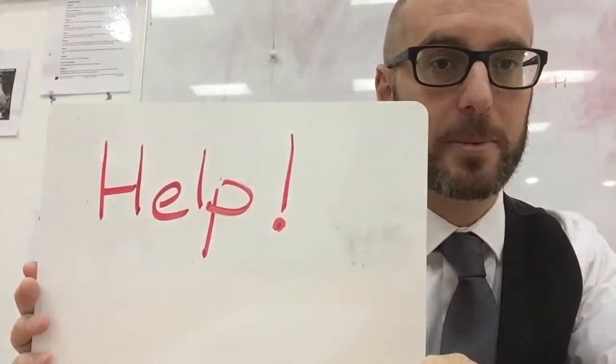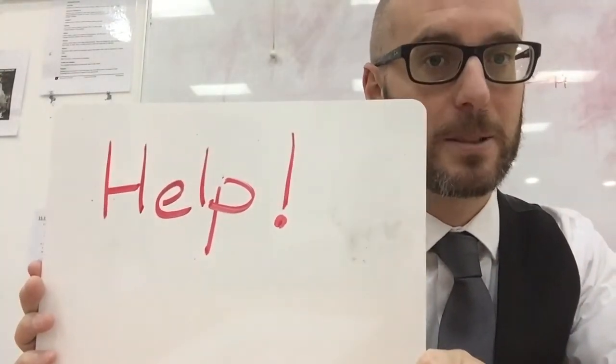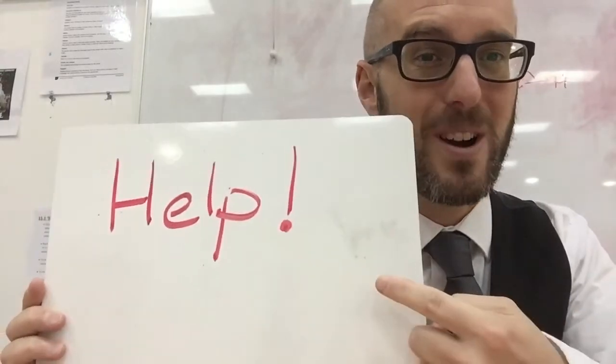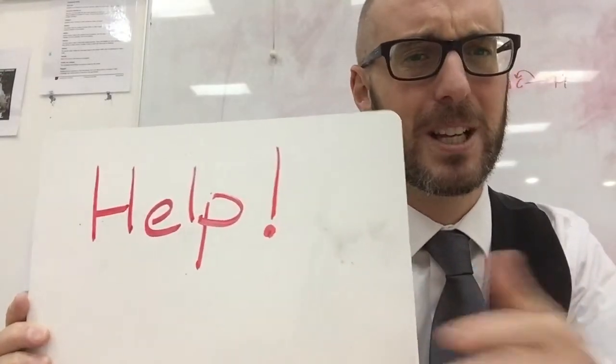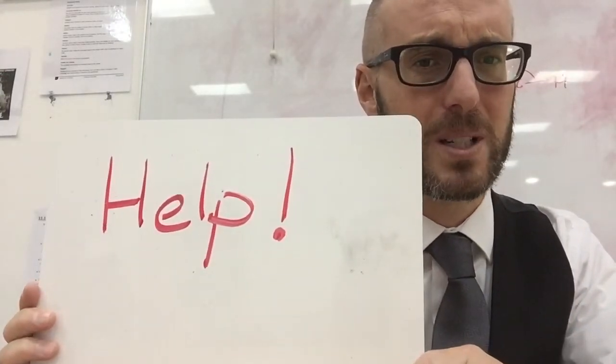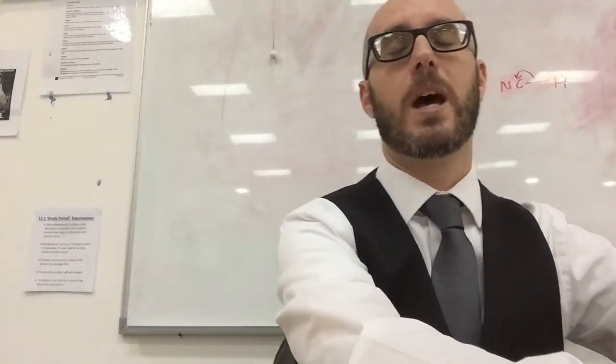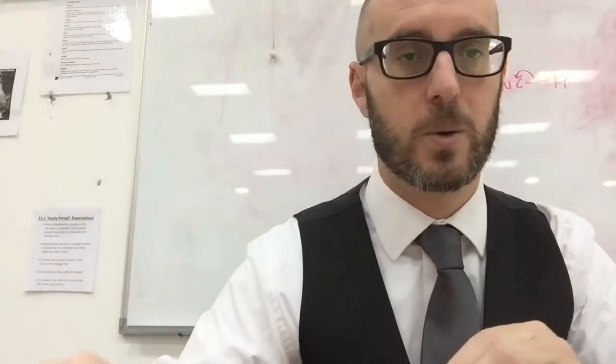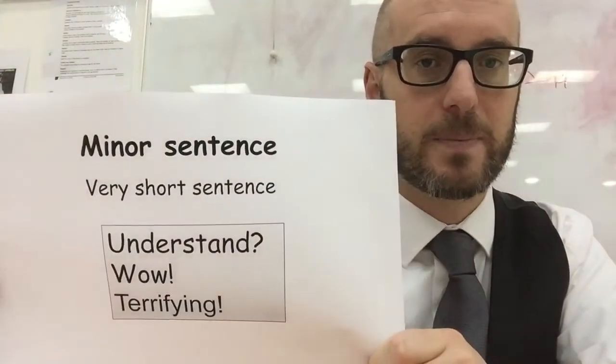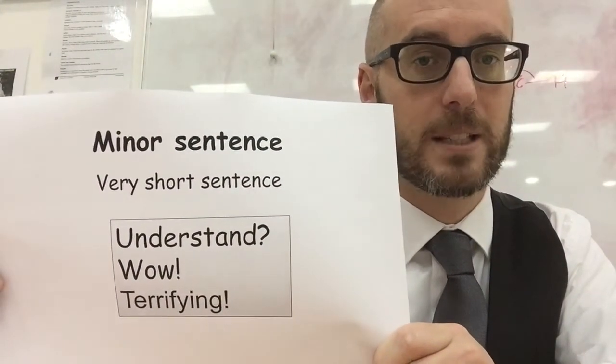Okay, for example, let's start with help. Yep, help, with an exclamation mark at the end. It's one word, which doesn't really seem right. How can you have a sentence that's just one word? But it is a sentence, and it's called a minor sentence. A very short sentence.